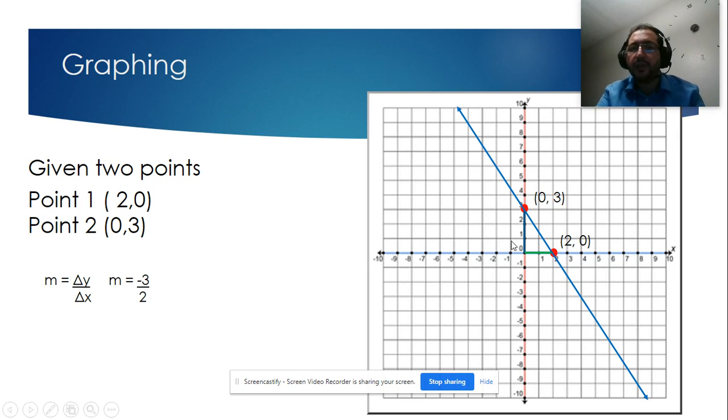Okay, that's how you graph when you have 1 point and the slope, or when you have 2 points, and you can also find the slope.